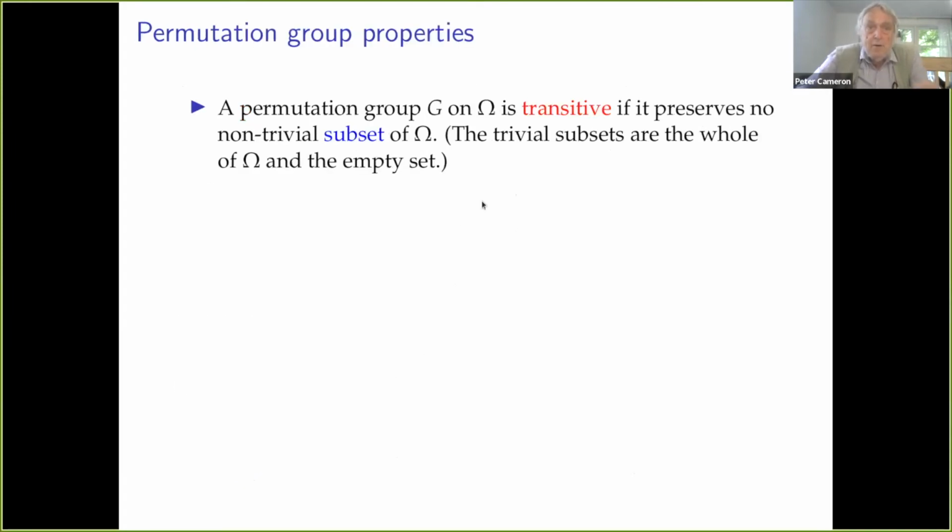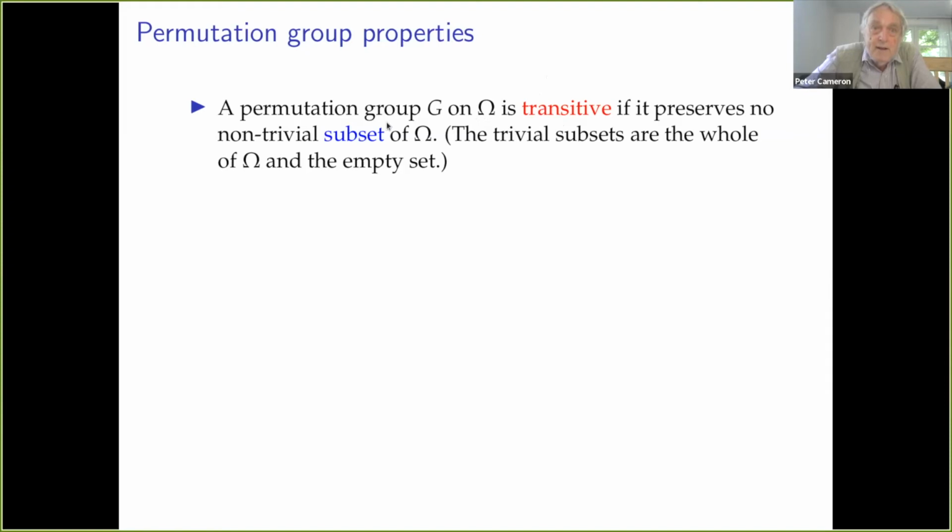So here we go. A permutation group on omega is transitive if it preserves no non-trivial subset of omega. So the trivial subsets, the ones that are invariant under the whole symmetric group, are simply the whole of omega and the empty set, right? The usual definition would say G is transitive if whenever you take 2 points of omega, you can find an element of the group carrying one to the other.